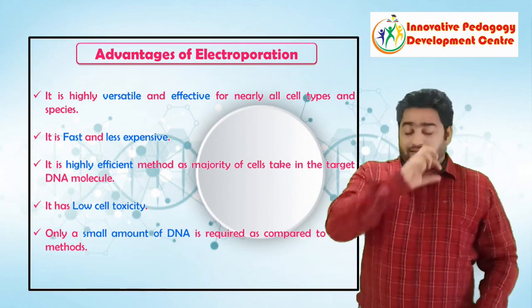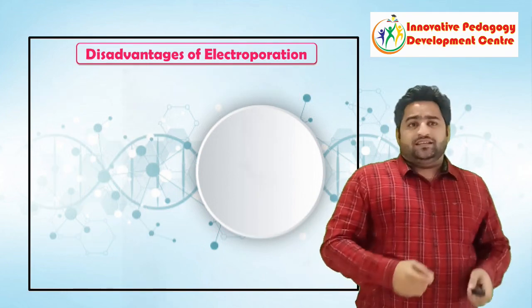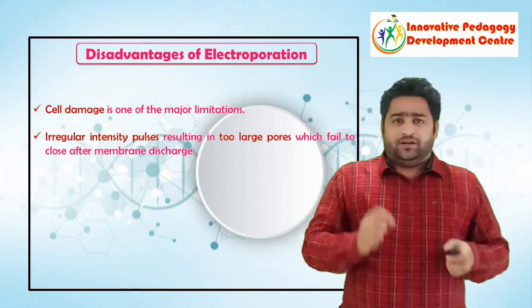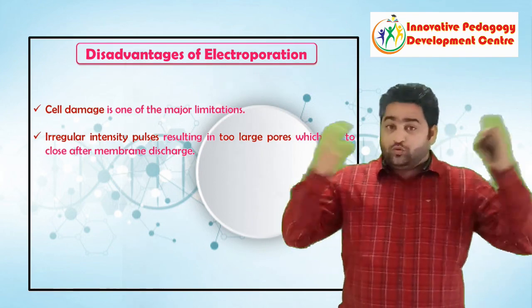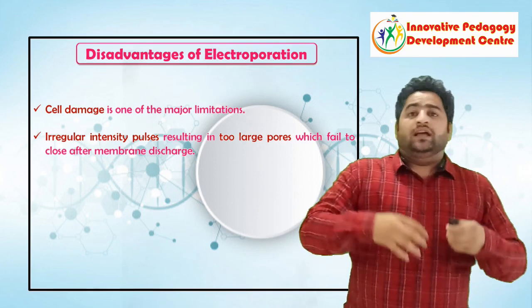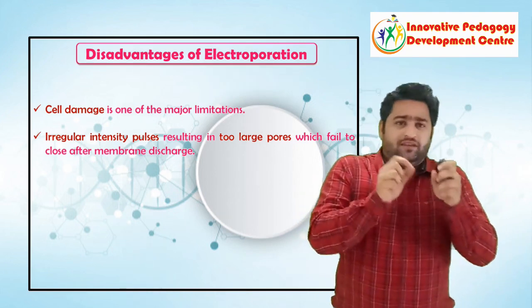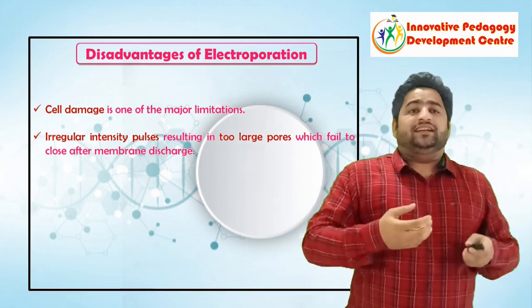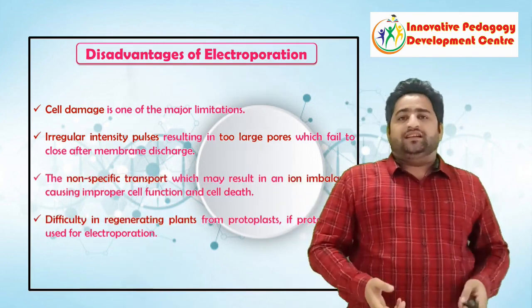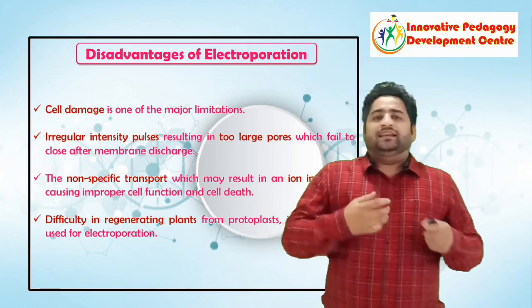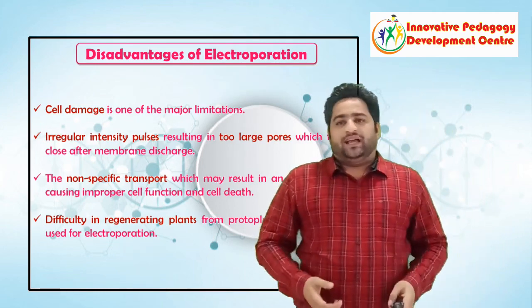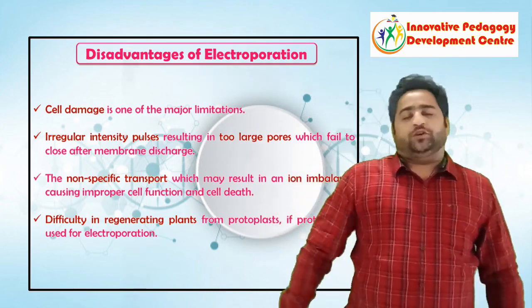While disadvantages are such as cell damage, which is often the major limitation. Irregular intensity of pulses may result in the formation of too large pores, which fail to close after the membrane discharge. So the membrane will remain open, and the cell will get damaged and die. Then non-specific transport may result in ion imbalance of the cell and may lead to death. Difficulty in regenerating plants from protoplasts if protoplasts are used for electroporation.